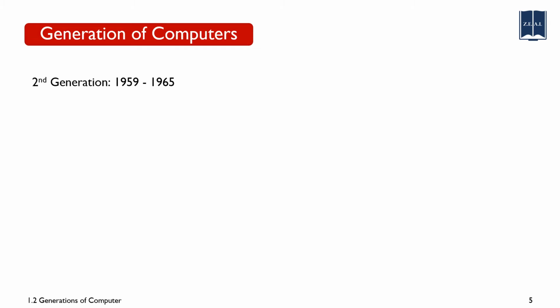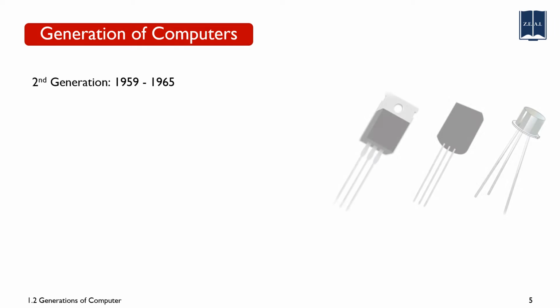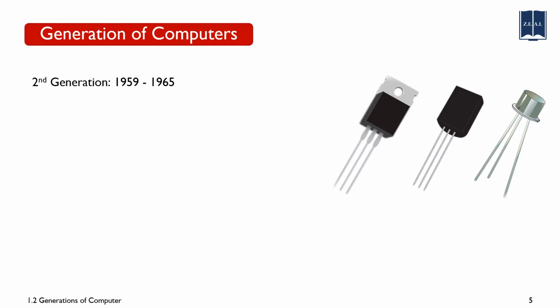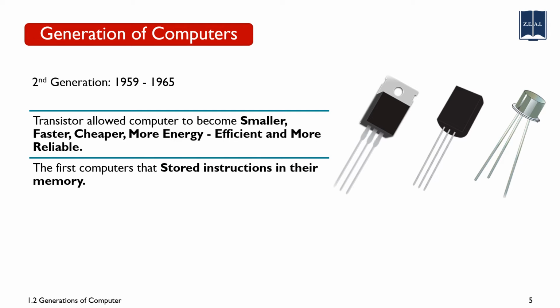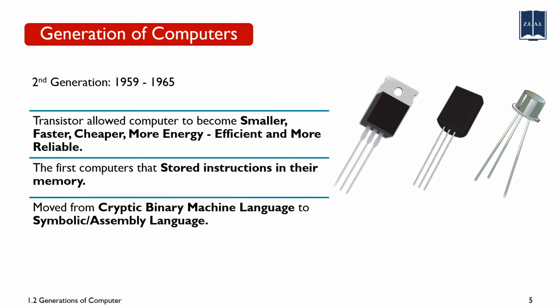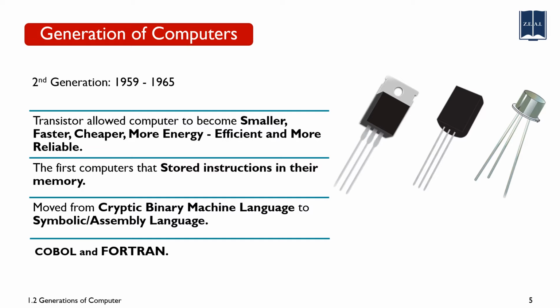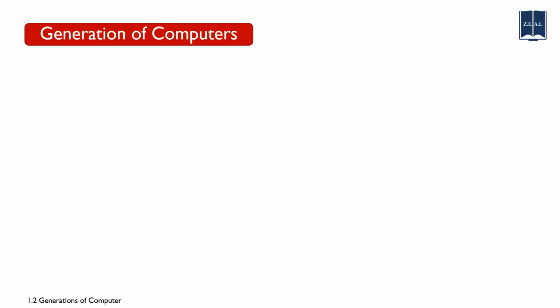In the second generation, vacuum tubes were replaced by transistors, which were far superior to vacuum tubes, allowing computers to become smaller, faster, cheaper, more energy efficient and more reliable than their first generation predecessors. These were the first computers that stored their instructions in their memory, which moved from magnetic drum to magnetic core technology. Second generation computers moved from cryptic binary machine language to symbolic or assembly language. Early versions of high-level languages such as COBOL and Fortran were also being developed in this generation.